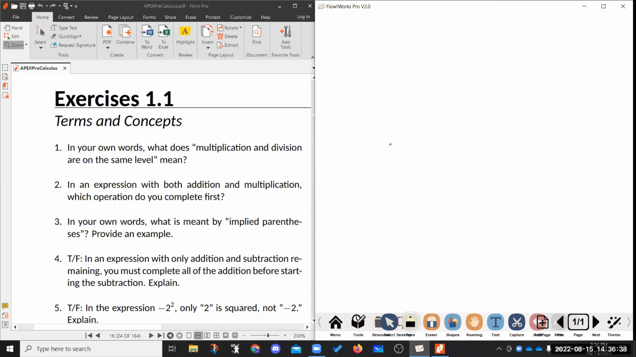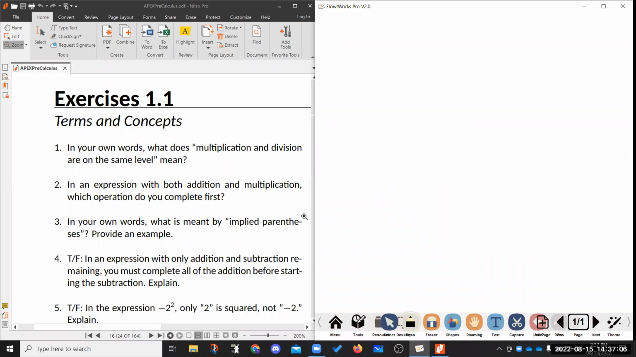In an expression with both addition and multiplication, which operation do you complete first? We're always going for the more powerful operation first. Multiplication is more powerful than addition because it has addition hidden inside of it. We do the multiplication first when we see both, unless there's a set of parentheses that tells us to do the addition first.